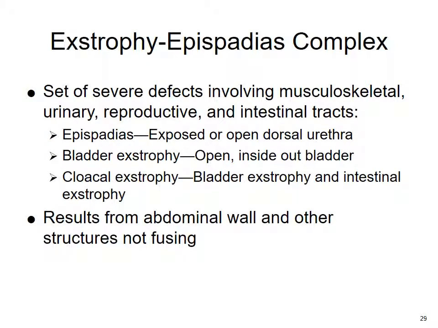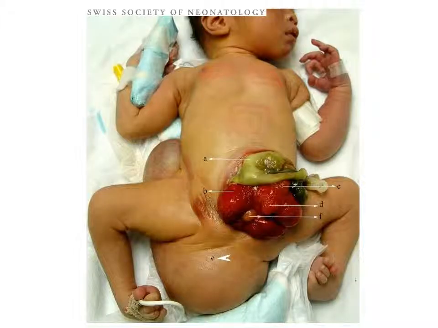Exstrophy epispadias complex is a set of severe defects involving musculoskeletal, urinary, reproductive, and intestinal tracts. So the epispadias is an exposed or open underside of the urethra. The bladder exstrophy is an open inside-out bladder, and the cloacal exstrophy is a bladder exstrophy and intestinal exstrophy. And this results from the abdominal wall and other structures not fusing. And here we have an illustration for you of what that would look like. This is a very severe case.